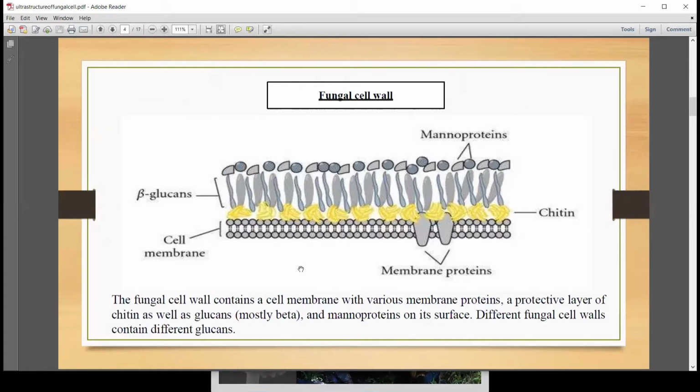Mannoprotein is first, second the chitin layer, then the cell membrane and membrane proteins. The fungal cell contains a cell membrane with various membrane proteins. Here is the chitin, cell membrane, membrane proteins, a protective layer of chitin as well as glycans, mostly beta glycans, and mannoprotein on its surface. Different fungal cell walls contain different glycans.